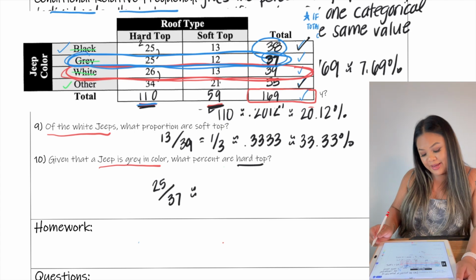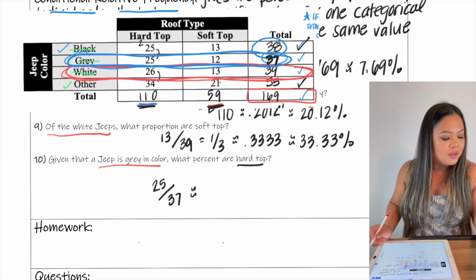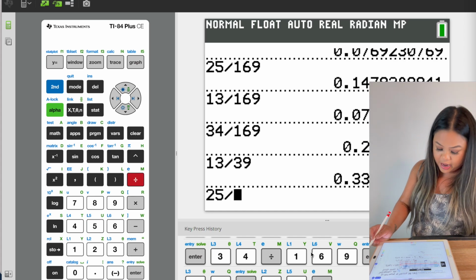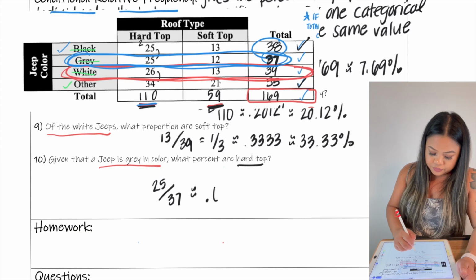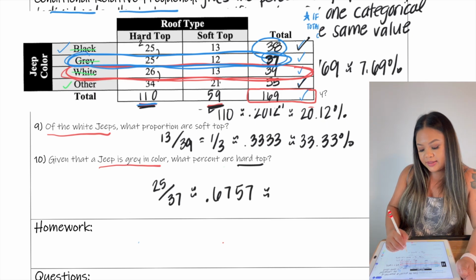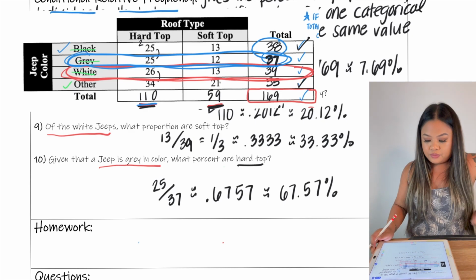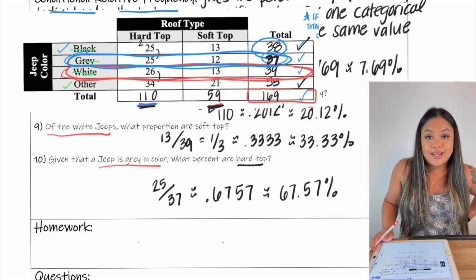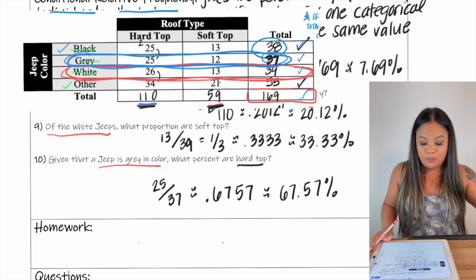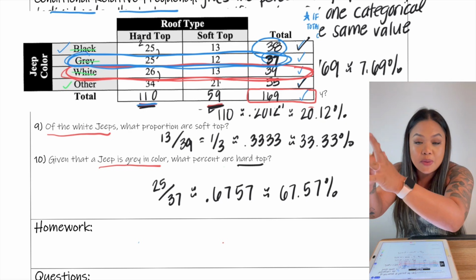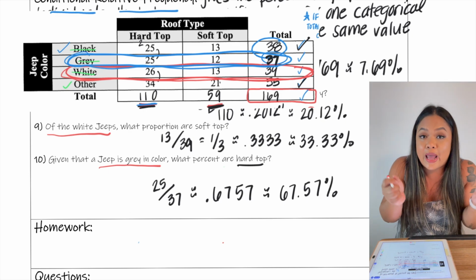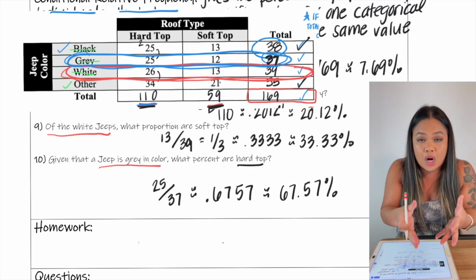Okay, this is not that easy of a fraction to do in your head. So we're going to do 25 divided by 37, which is 0.6757. Or 67.57%. Okay? All right, so we went over marginal relative frequencies, right? We looked at the margins. We were only looking at Jeep colors, or we were only looking at roof type, soft top, hard top.